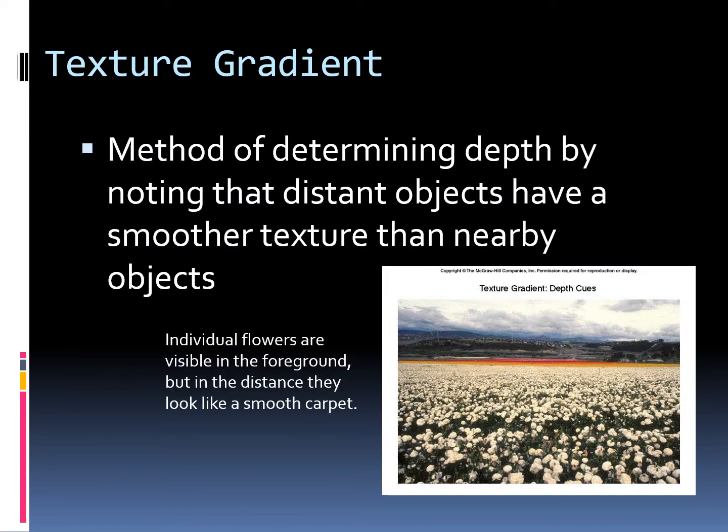Texture gradient. This is the method of determining depth by knowing that distant objects have a smoother texture than nearby objects. All right, so if you look at this picture, individual flowers are visible in the foreground, but in the distance, they kind of smooth out like a smooth carpet. Right, that's texture gradient. Where up close, you can see the details of everything, and as it gets farther away, you don't, it just kind of smooths out.